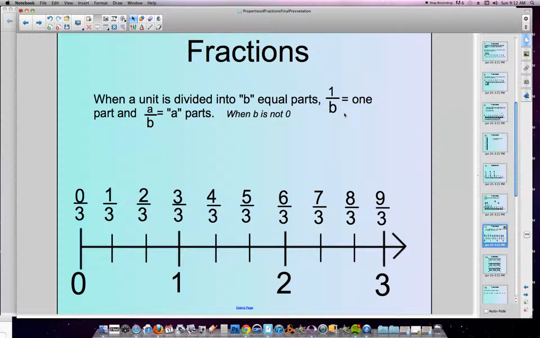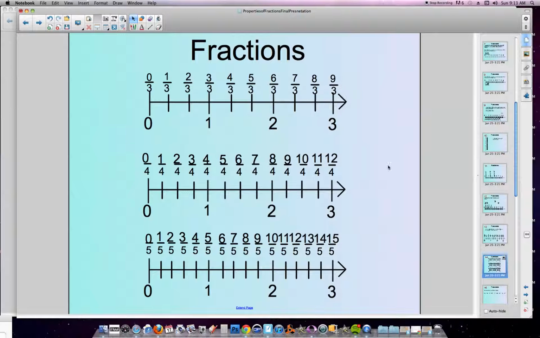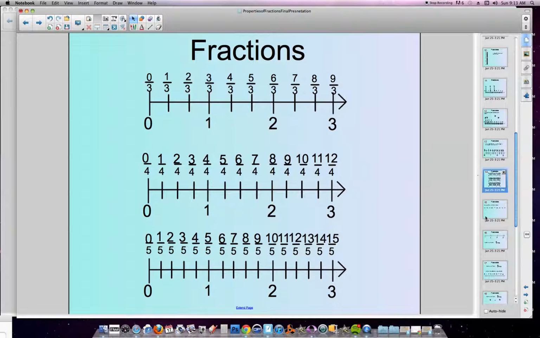Now, when a unit is divided into b equal parts, 1 over b is going to represent one part, and a over b is a of those 1 over b parts. And we kind of just said that. So here are some examples to look at, and we're leading up to a point that's pretty important.